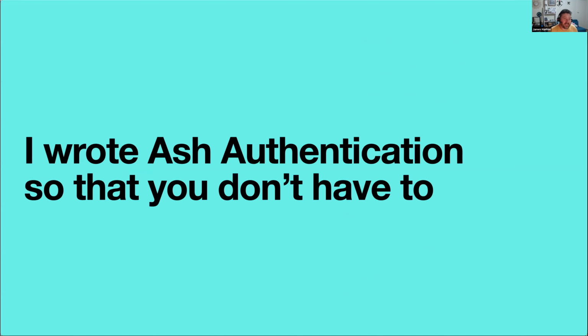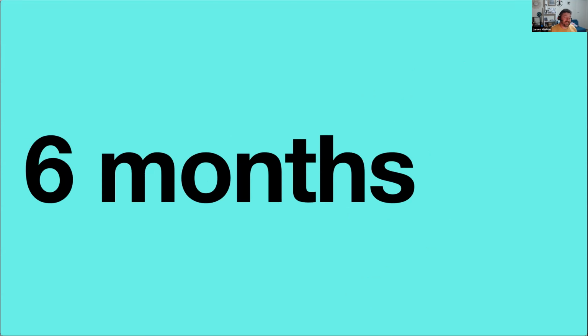So I wrote Ash Authentication so that you don't have to. And it took 6 months. The first commit was over 6 months ago. It really has taken that long to do it. And to be fair, it's much more flexible and customizable and configurable than what you would build for your own app. So you're unlikely to spend 6 months building authentication, but you will spend a lot of time, probably weeks, over the lifetime of your application.